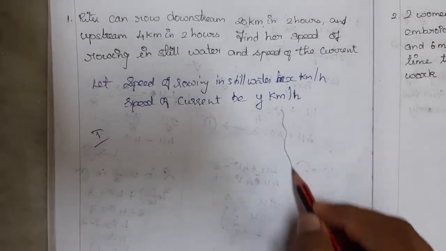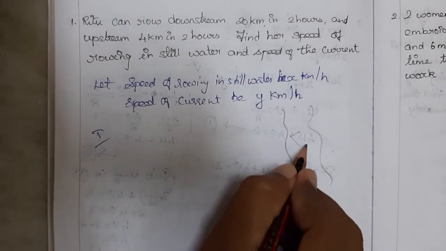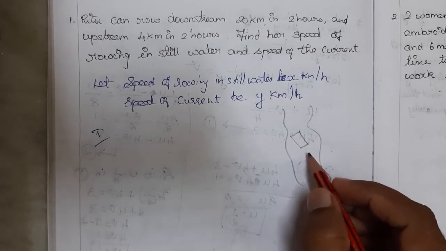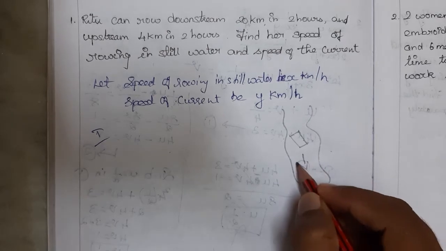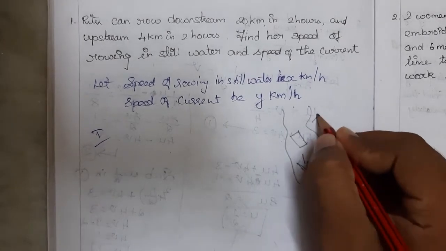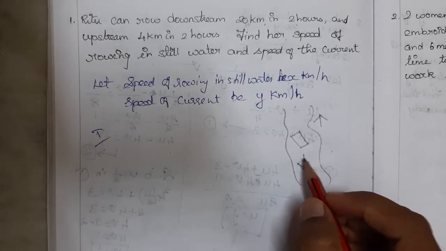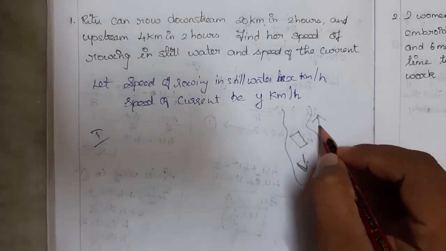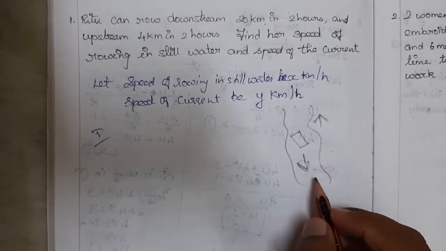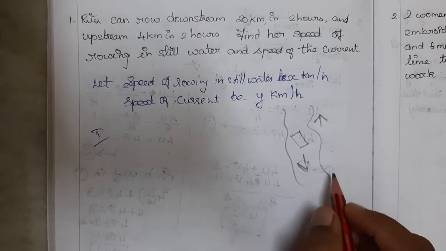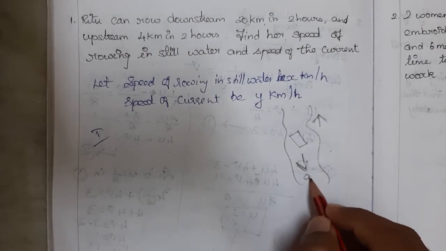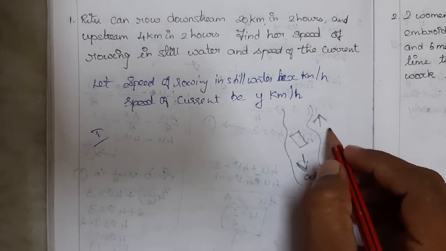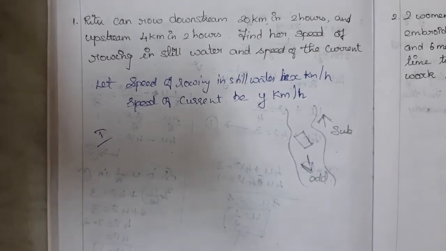So actually Ritu is rowing a boat in a river. While rowing a boat in a river, downstream means the boat is running along the current, upstream is against the current. In the downstream, the speed of the boat and speed of the current will be added, and in the upstream, the speed of the boat and current will be subtracted.